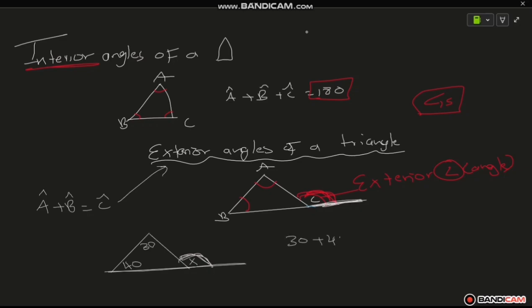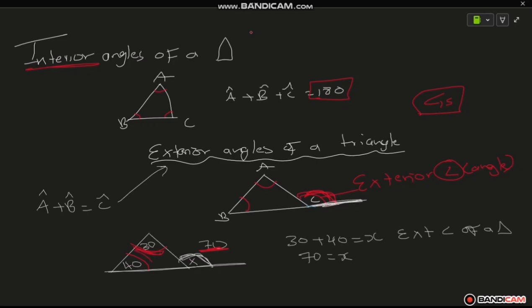Therefore, 30 plus 40 gives us what? The exterior angle. So there is an exterior angle of a triangle. That's the reason. So you have 2 marks now. So 70 equals x. That's the value of the exterior angle. I hope it makes sense. When we add these two, they give us what? The exterior angle. Now we got it as 70.